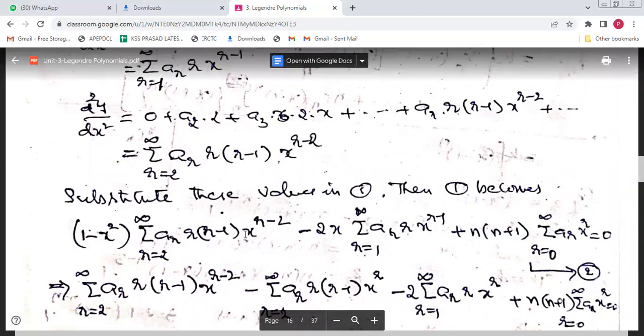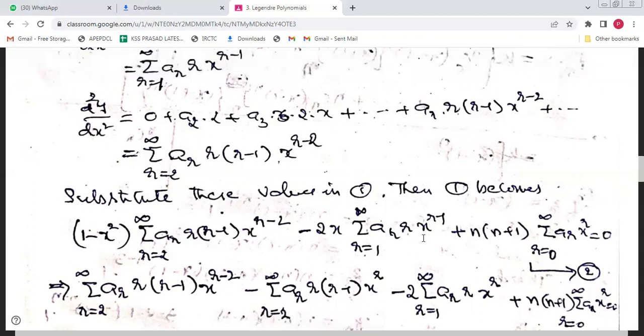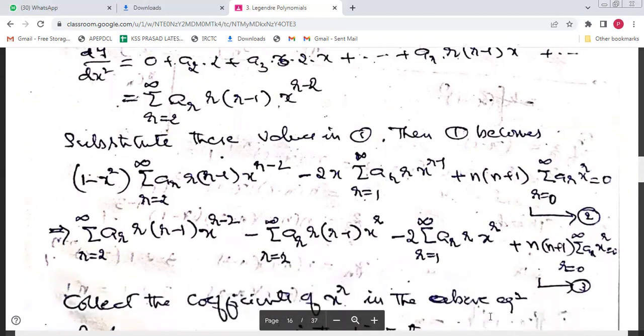Minus x squared into this. Okay, so we get the first two terms. And the third term, take this x inside, that becomes minus 2 into summation r into ar x power r. And there is no change in the last term, n into n plus 1 times summation ar into x power r equal to 0.